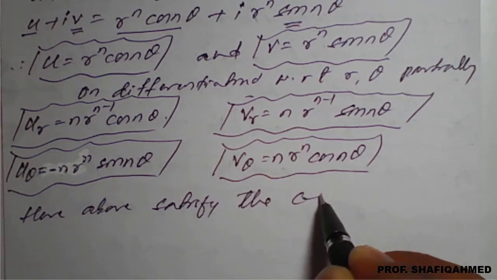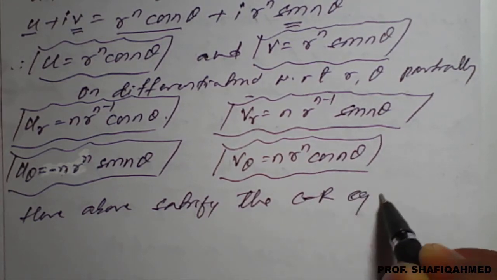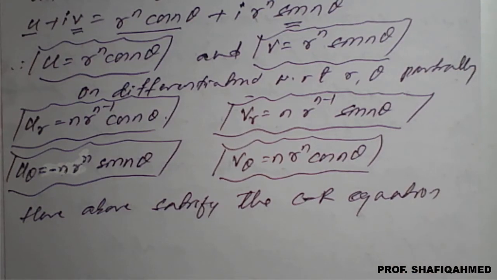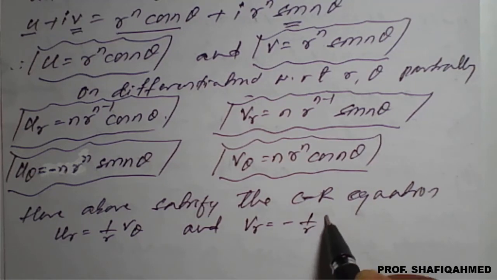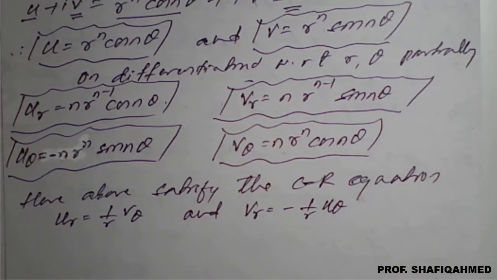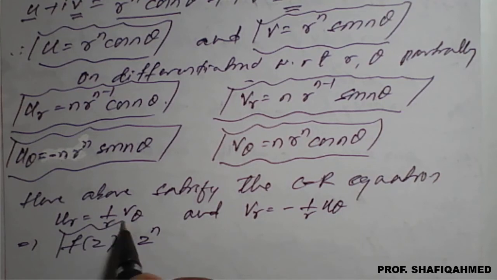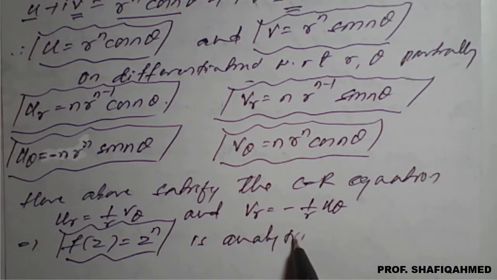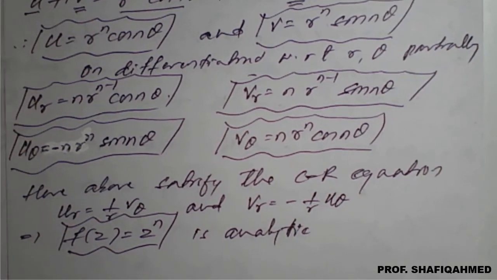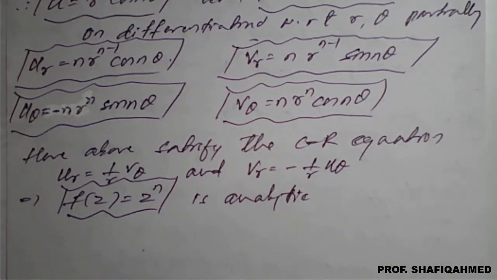Satisfy the CR equation: u_r is equal to 1 upon r into v_theta, and v_r is equal to minus 1 upon r into u_theta. It will satisfy the CR equation, which implies f of z is equal to z raised to n is an analytic function.